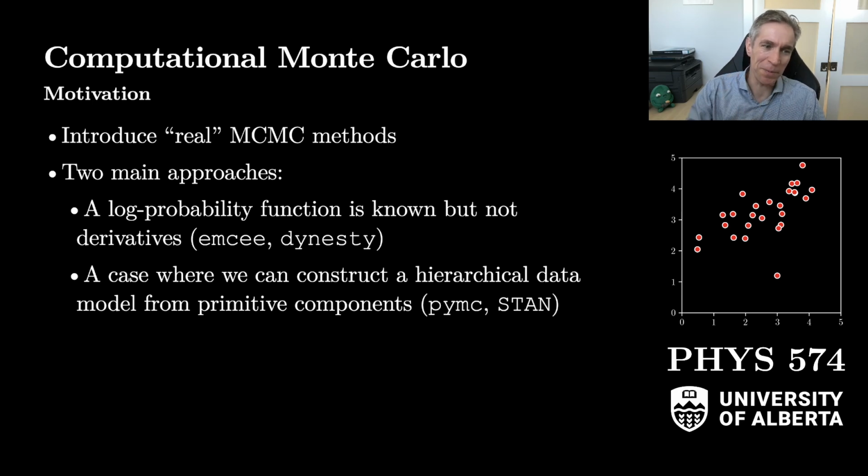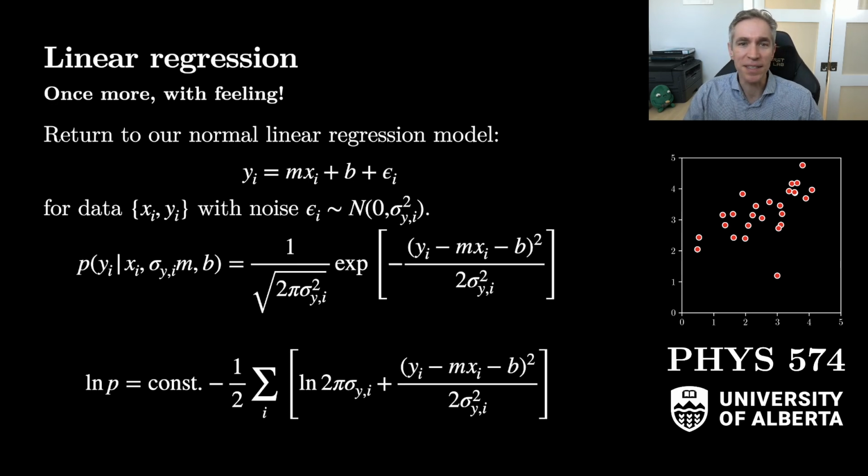So let's return to one of our standby problems as a way of exploring these two cases, which is, of course, linear regression. As our first approach, we will take our basic linear regression model, which is just a single univariate regression with a slope and intercept and an unknown error term. We have a set of data, X and Y, and noise that is distributed from the normal, and each datum is going to have its own noise variance that we will, for now, assume is known.